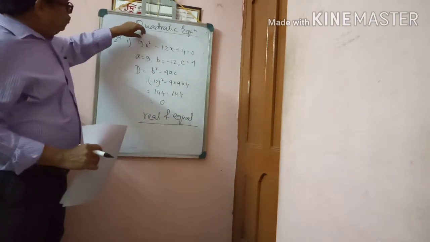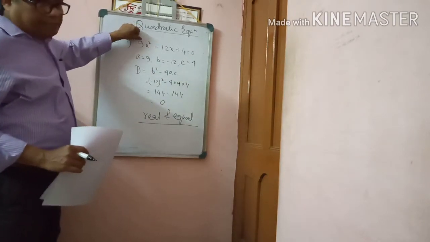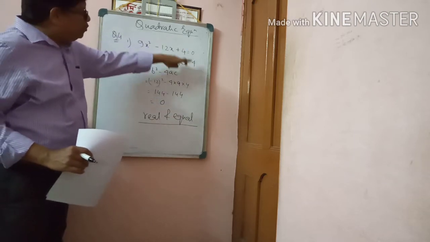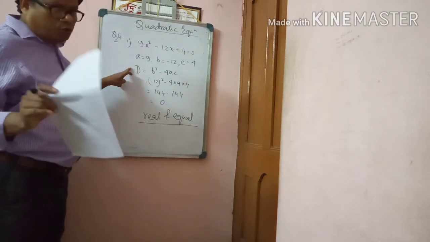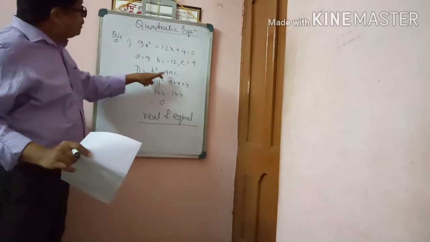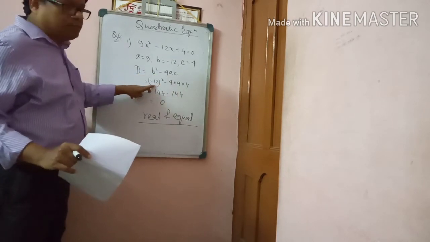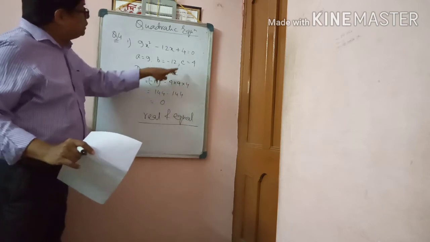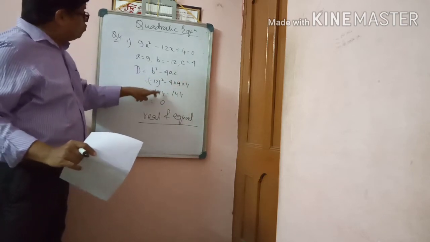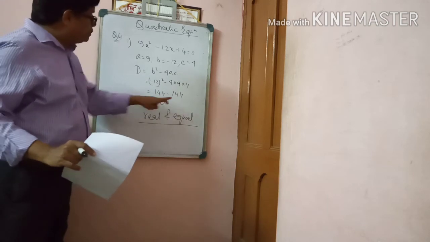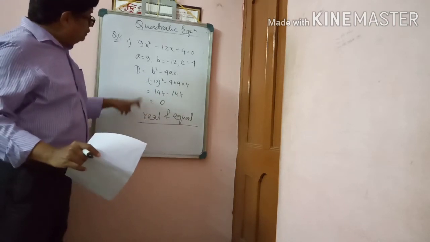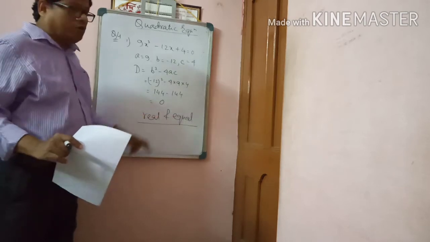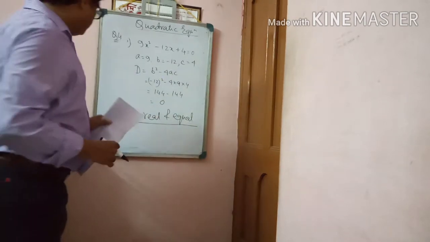First you find the values by comparing: a 9, b minus 12, c 4. All of you know this is b square minus 4ac. So write minus 12 whole square minus 4 into 9 into 4. Put the values here. So 144 minus 144 will be 0. So D equal to 0, and the nature of the roots is real and equal.